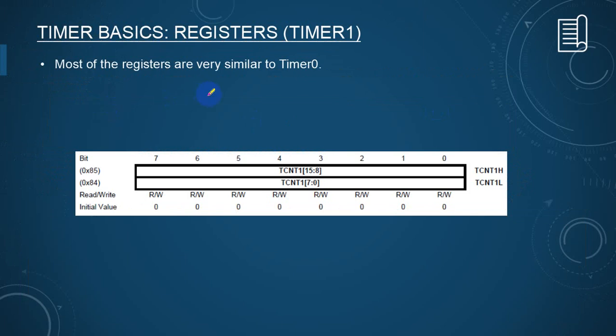Most of the registers are very similar to timer 0. Now we are talking about timer 1. We have seen the different registers associated with timer 0. Now we are going to see the registers associated with timer 1, but they are similar. Only the number changes: 0 for timer 0, 1 for timer 1, 2 for timer 2. Otherwise, the naming convention is the same. Same registers, same naming convention.